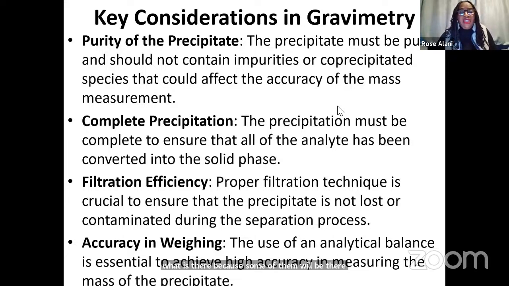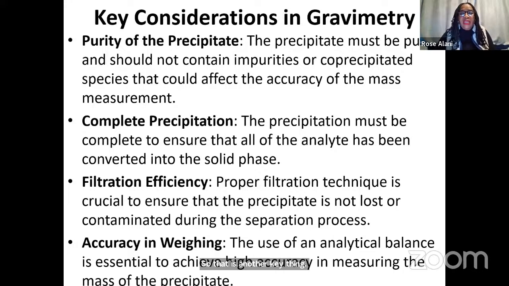So another one is filtration efficiency. Proper filtration technique is very important to ensure that the precipitate is not lost or contaminated during the separation process. So when you carry out filtration, like I showed you, it's good if we use Buchner funnel and the vacuum suction and so on. That is easy. It is fast. You make sure that everything is filtered out and you don't have anything you're losing back into the solution. So that is another key thing, filtration efficiency.